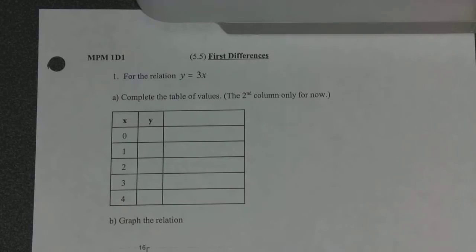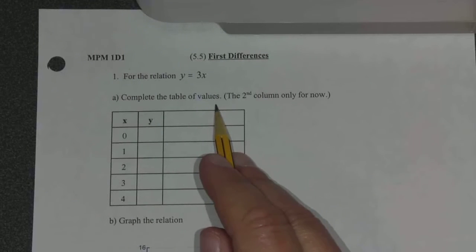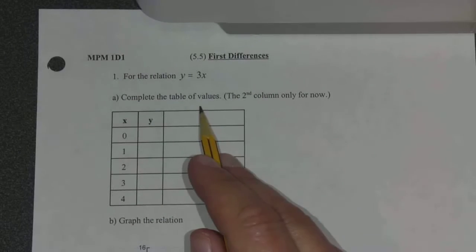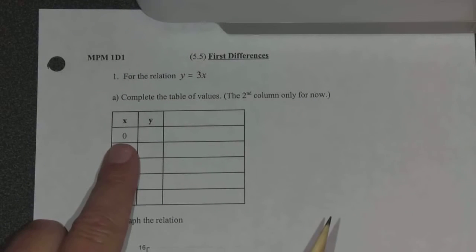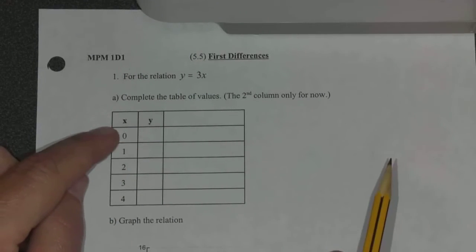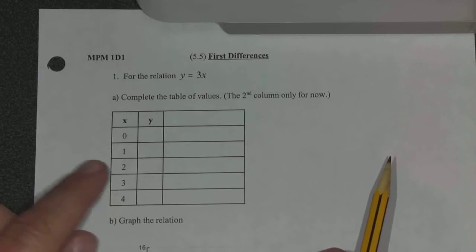Afternoon, guys. Okay, so we're on 5.5, what we call first differences. Number 1 says for the relation y is equal to 3x, complete the table of values, or t-chart, whatever you want to call it. And we're only doing the second column for now. So what you have to do over here is we make up numbers for x starting at 0. Okay, so 0, 1, 2, 3, 4.